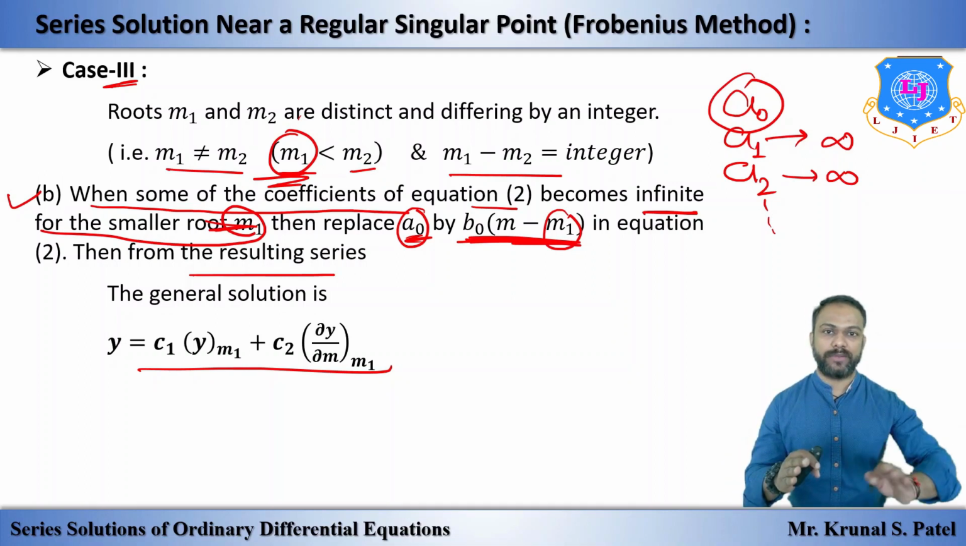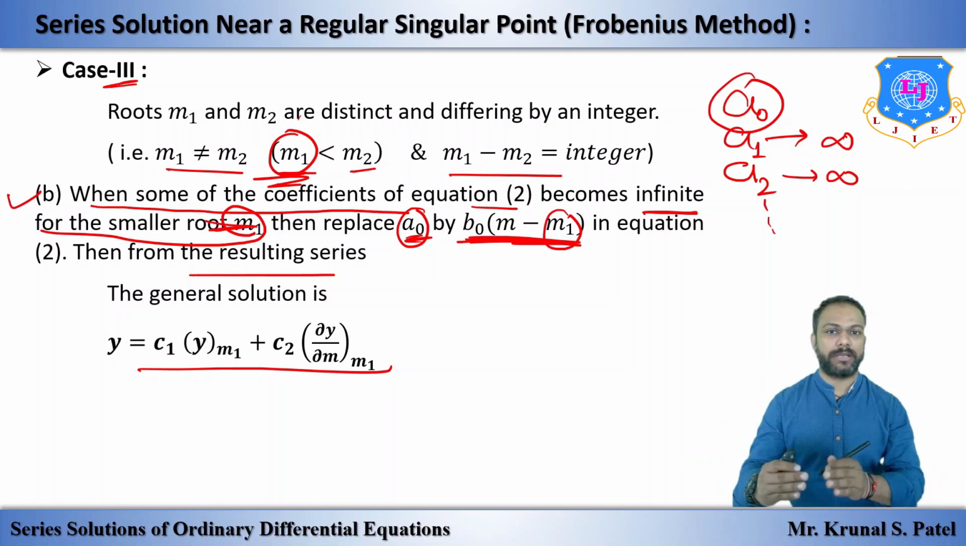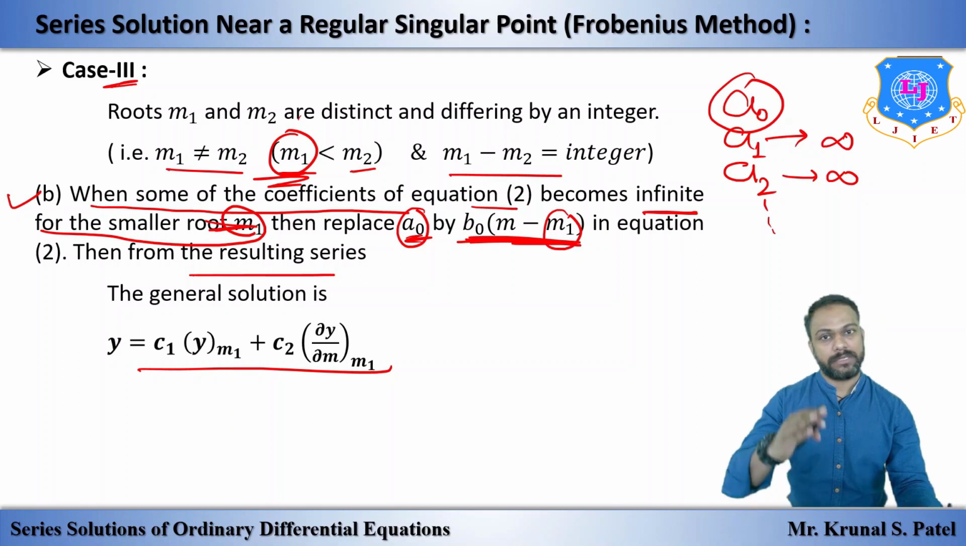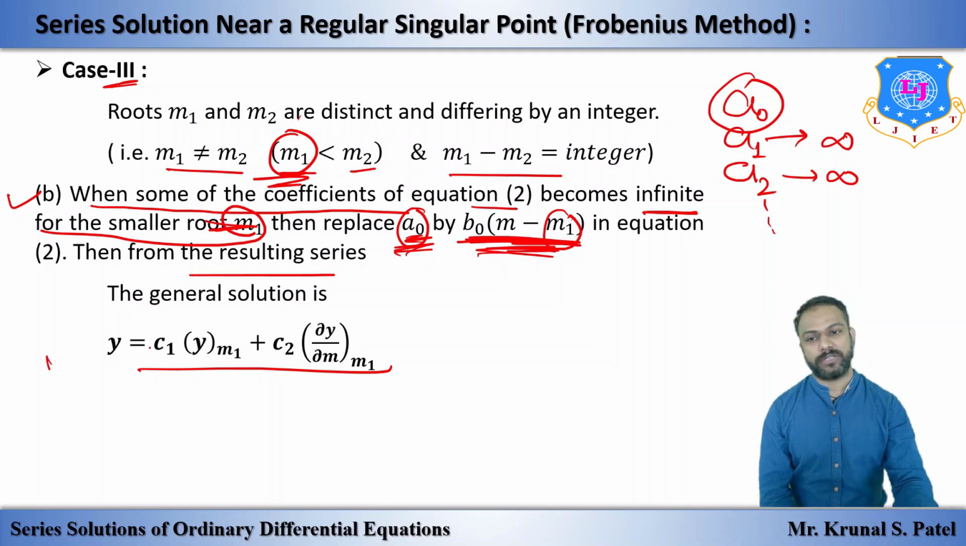Okay, and no need to find for the larger root. If this happens for the larger root, we will consider only the larger root and no need to consider the smaller root, and we will follow case number 2. That means we have just seen in the B part, the sum of the coefficients of equation 2 becomes infinite for the smaller root only. Here we will check only for the smaller root. If it is infinite, then we will replace A0 by B0 into (M minus M1). M1 is our smaller root. And we have this solution.